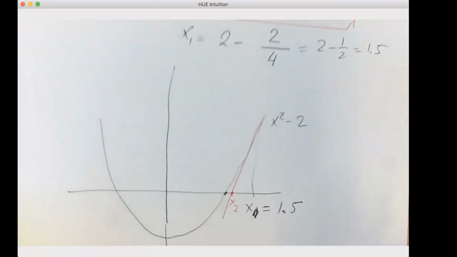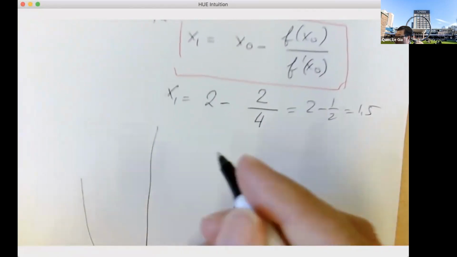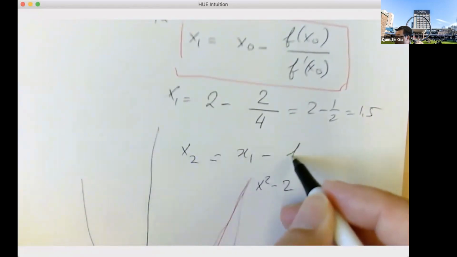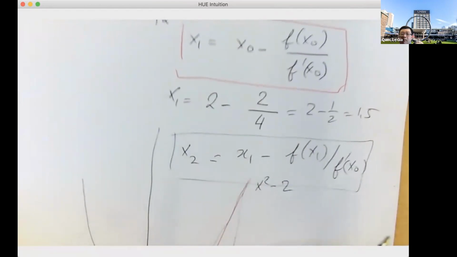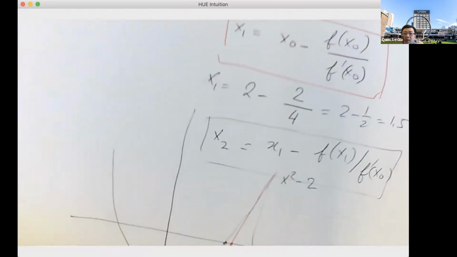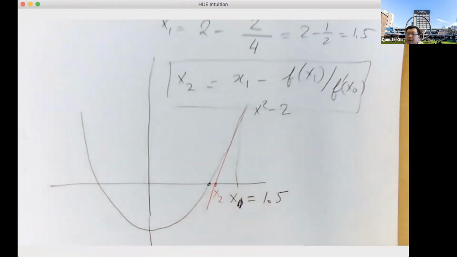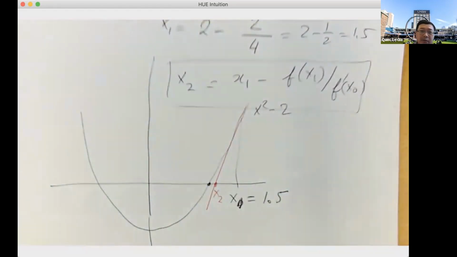Yeah? Then I can repeat the same calculation and I can say that my x2 is just equal to x1 minus f of x1 divided by f prime of x1, and so on. So you just repeat the process, okay? And that is essentially the Newton method. Newton discovered that, you know, like 300 years ago, or probably about that time. So you see, you repeat the process. So in the end, what does the sequence go to? Square root of 2, yeah? So you can see that the sequence will go to the zero of the function, yeah? So that is essentially the Newton method.